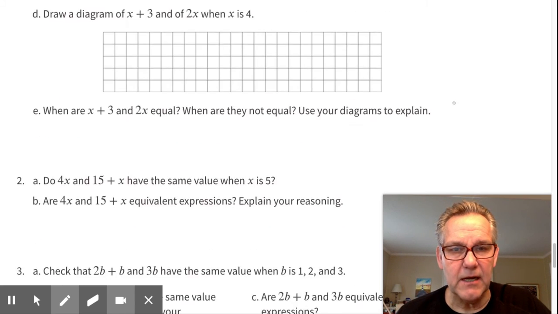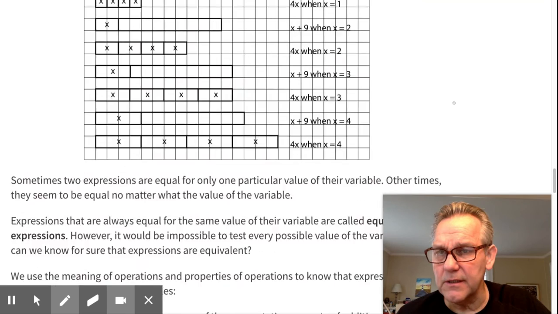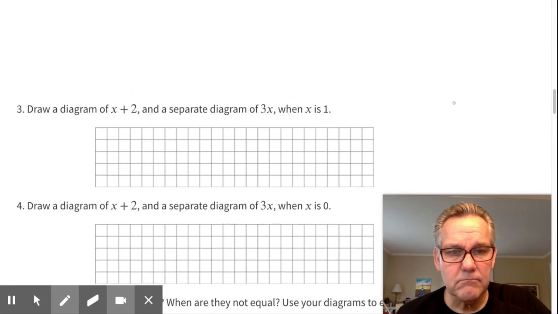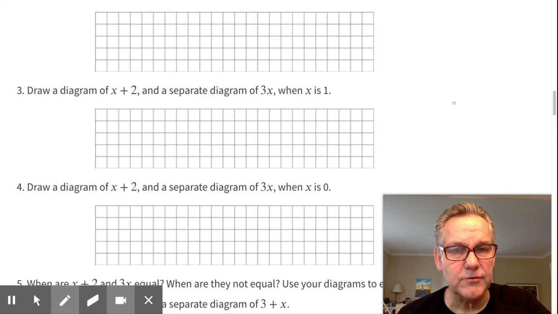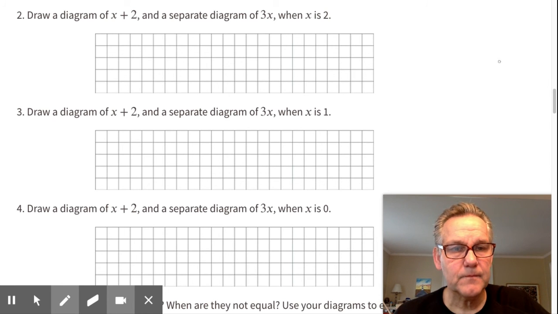So right now, you're going to be working on 2, 3, and 4, drawing those diagrams. Give those a try.